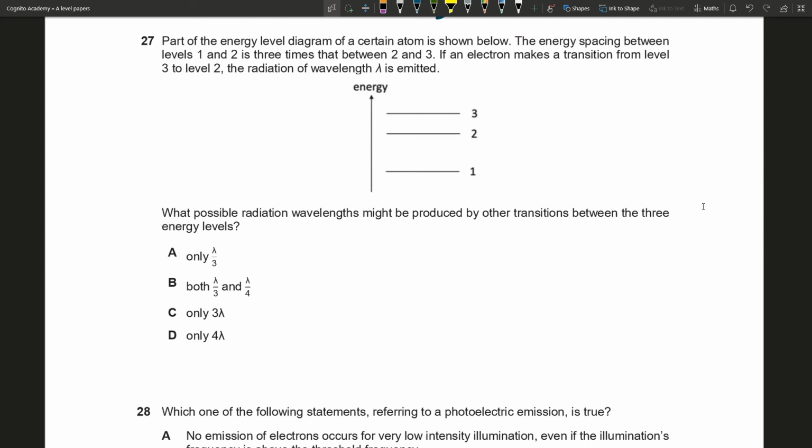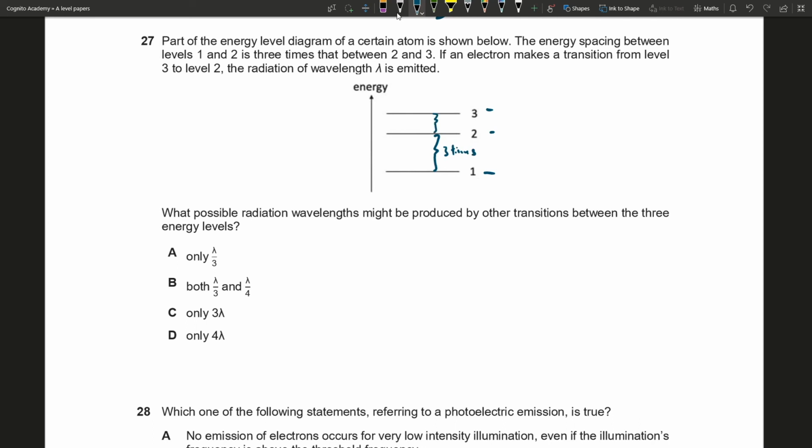Question 27. We are given part of the energy diagram of a certain atom shown below. So we have the energy levels, level 1, level 2 and level 3, and we're told that the energy spacing between level 1 and 2 is 3 times that between 2 and 3, so 3 times that of this spacing.